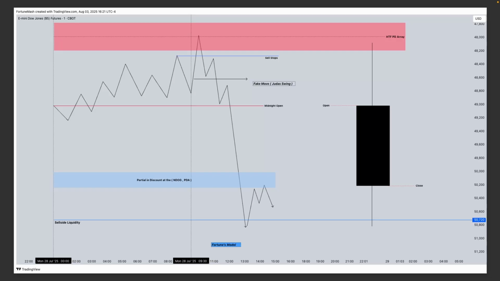And also, I avoid trading within the opening range, which is 9:30 to 10 a.m., if there's a high impact news event scheduled during that time. The volatility and unpredictability can distort price behavior, often serving as manipulation. Instead, I focus on the silver bullet window, which is 10 a.m. to 11 a.m. Eastern time, a time when the market often delivers a cleaner and more defined setup aligned with the day's narrative. So I hope that makes sense. And now let's get to the examples of how I approach the market using Fortune's model.